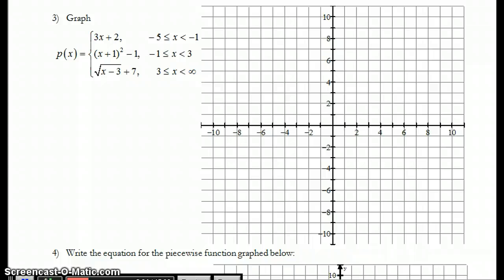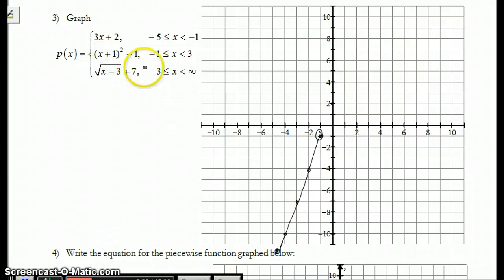On the back, we're looking to graph this function. There are 3 pieces. The first piece is a line with a y-intercept of 2 and a slope of 3. Well, this one goes a little bit off the graph, it appears. So we want to start at -1 with an open circle and go back until we get to -5. It has a closed circle on the other end.